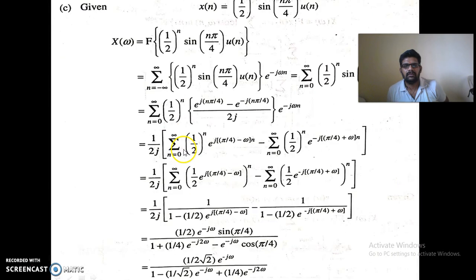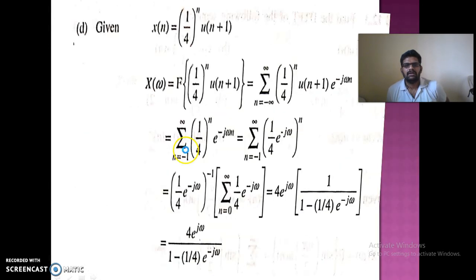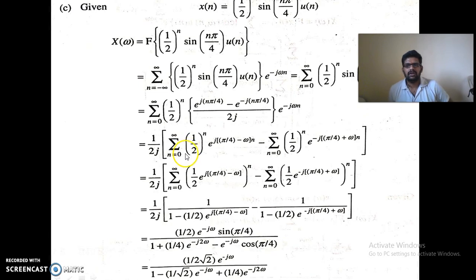You will find the problems in this fashion only, and these are some of the examples. Next, for further problems you can go through the material.